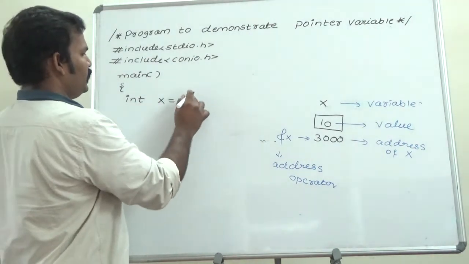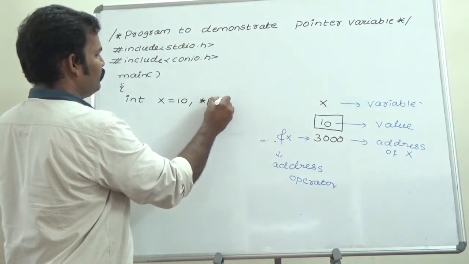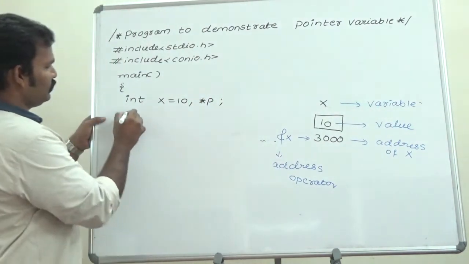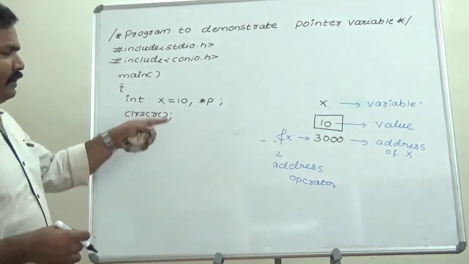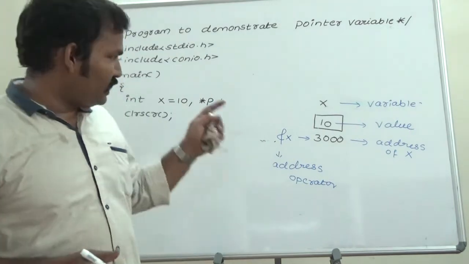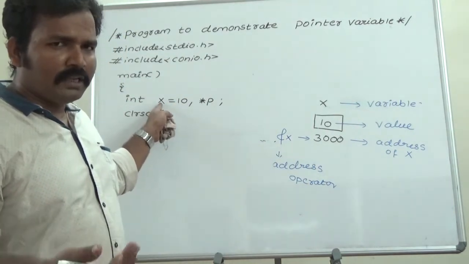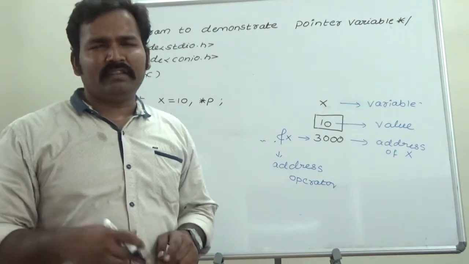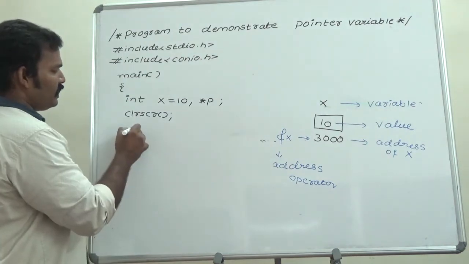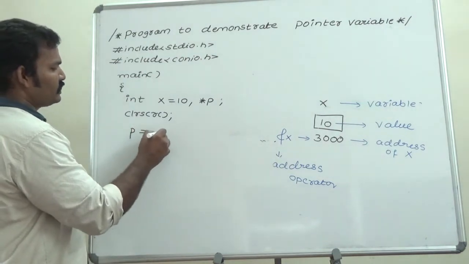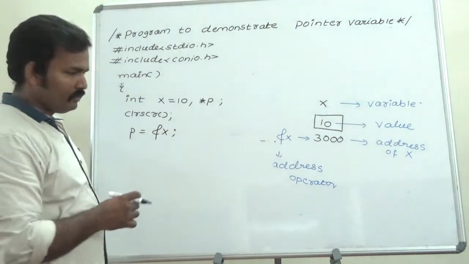And after declaring the x variable, here I am declaring one pointer variable p. So in this program I declared two variables, one is x and the other one is p. x is a normal or ordinary variable, and p is a pointer variable. Then here I am assigning the address of x to pointer variable p.